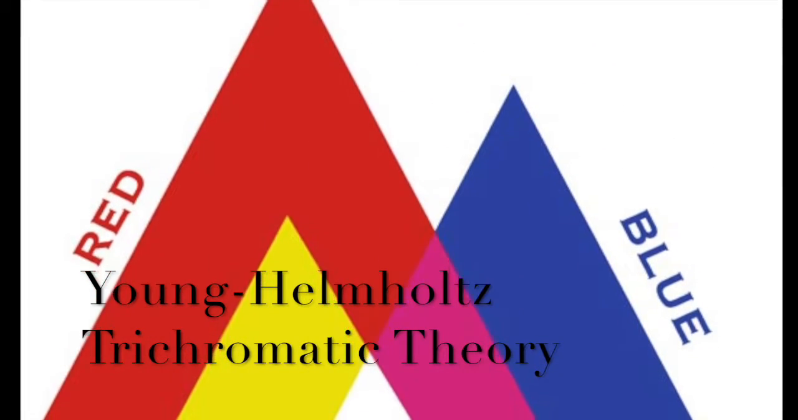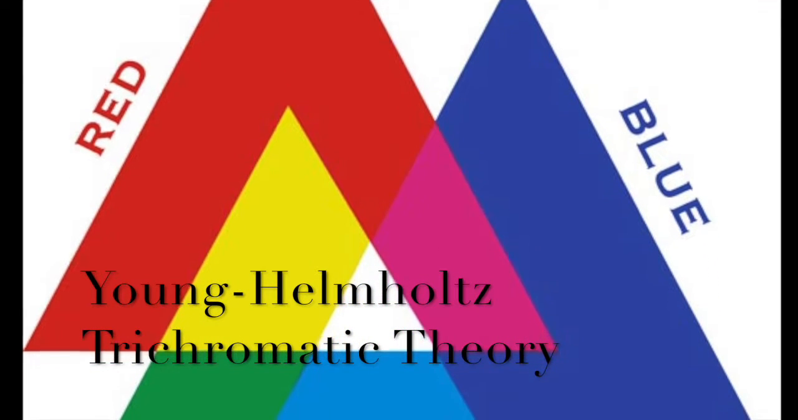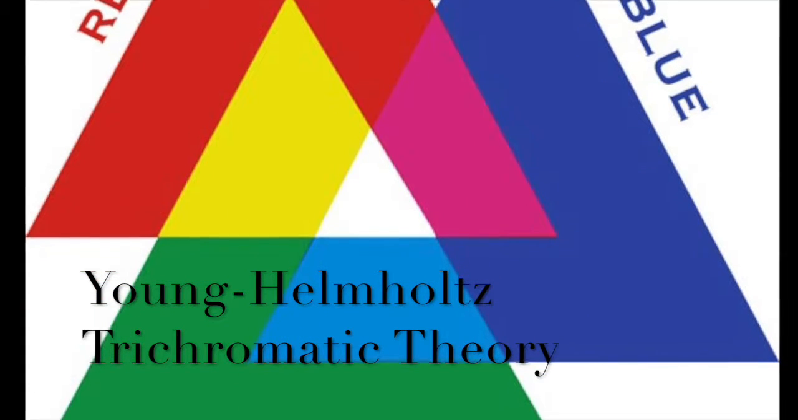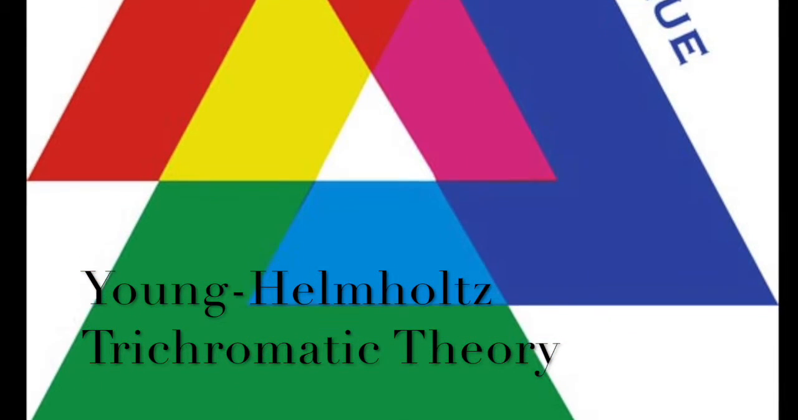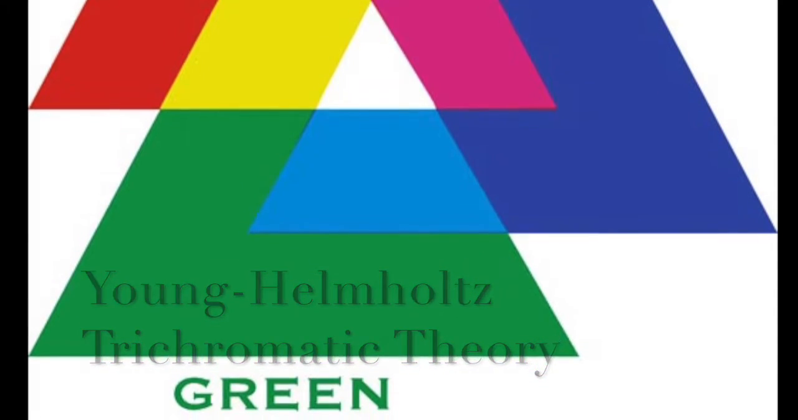Young-Helmholtz trichromatic theory. Trichromatic theory is also called three-color theory. The theory states that the retina contains three different color receptors, one most sensitive to red, one to green, one to blue, which when stimulated in combination can produce the perception of any color.